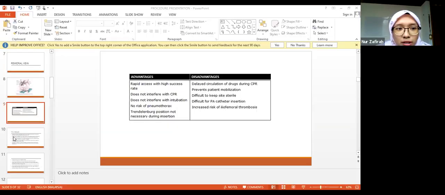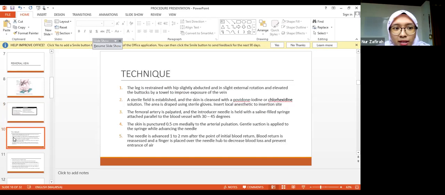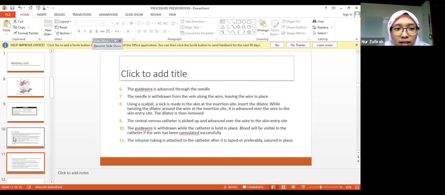Okay, let's proceed with the next then. Basically, the procedure is the same in the setting and technique. So we insert the introducer needle, and then the guide wire, and then the dilator. Next, I have explained the technique. I have written the technique. You can read later.